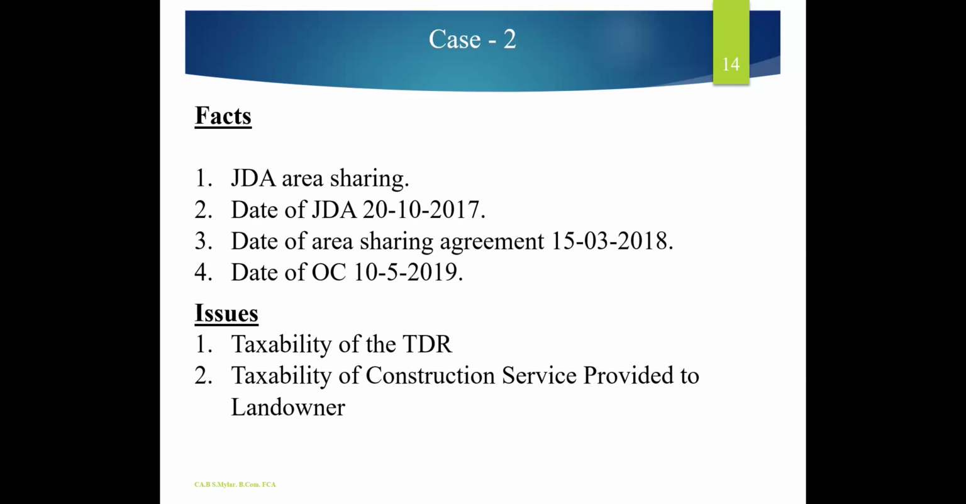Yeah, we'll go to the next case study. Here it is also a joint development agreement with area sharing. The date of JDA is 2010-2017. So this is in the GST period before 1/4/2019. The date of area sharing is 1/3/2018, before the second rule of taxation. Next, occupancy certificate received on 10/5/2019. So here only one important thing which I need to discuss here.